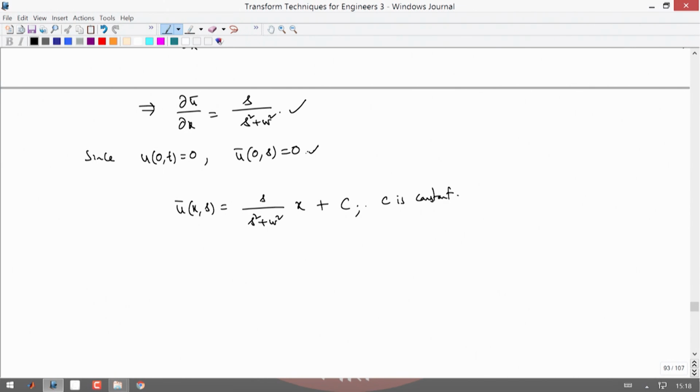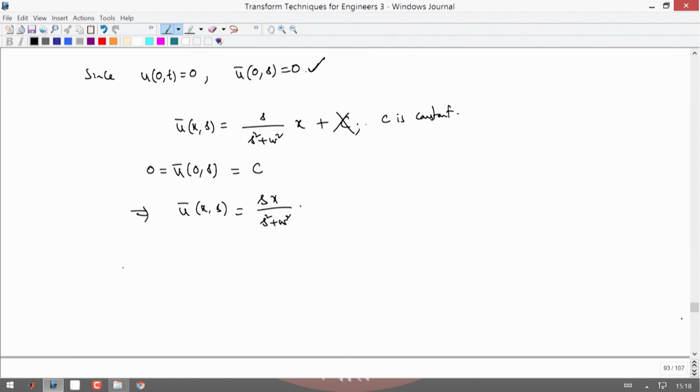You apply this boundary condition, which is ū(0,s). If you put x equal to 0, this is 0 and you have c. So, c is 0. That implies ū(x,s), the solution, is s x by s² plus ω².